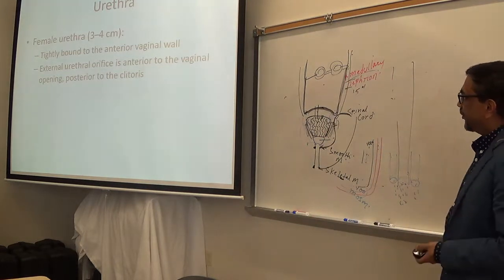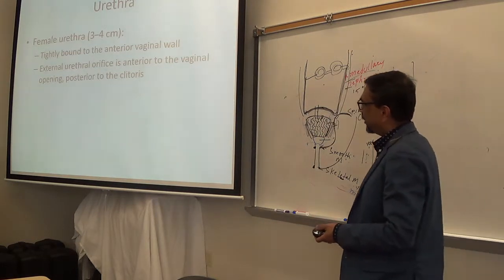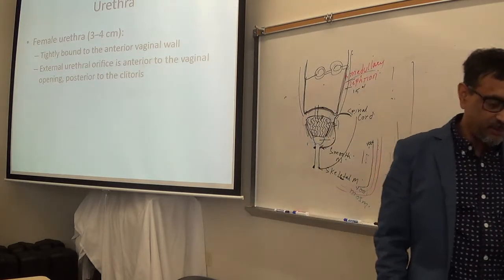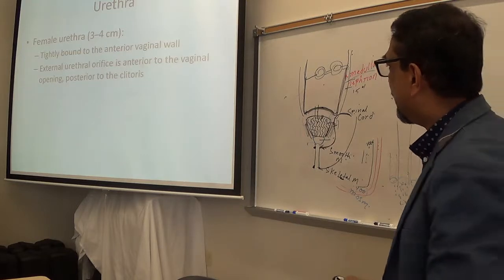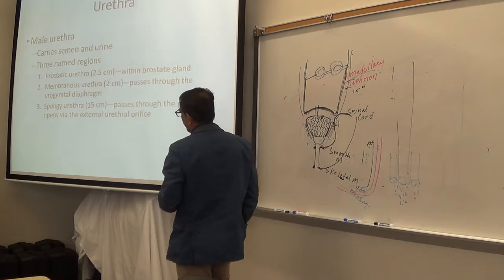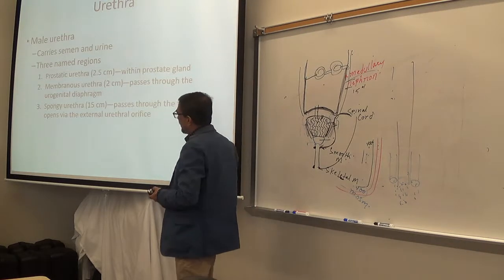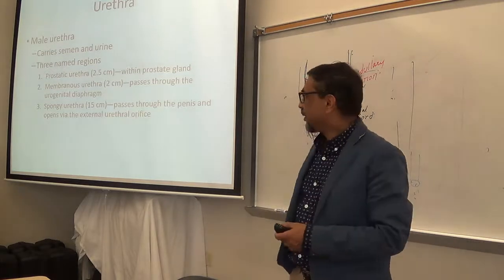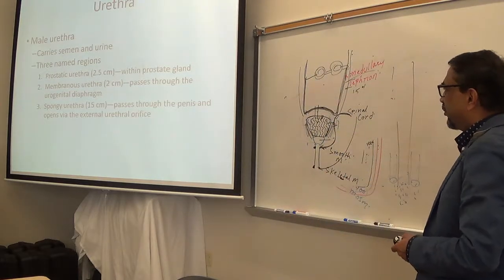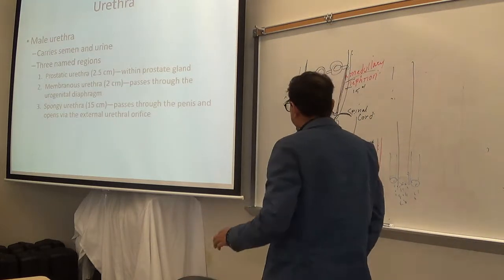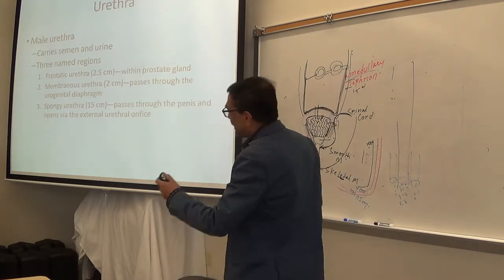The female urethra that I mentioned in the first lecture is much shorter than the male. The female urethra is 3 to 4 centimeters long, and the male urethra is 15 to 20 centimeters long. Okay. The male urethra has three parts: prostatic part, membranous part and spongy part. So the prostatic part is inside the prostate.